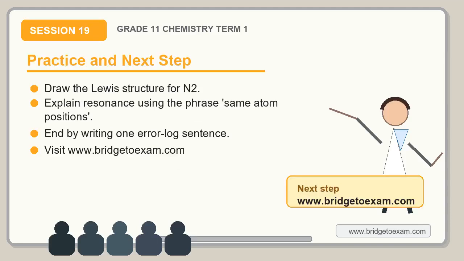Before you leave, practice actively. Task 1. Draw the Lewis structure for N2. Task 2. Explain resonance using the phrase, same atom positions. Task 3. State why CO2 uses double bonds. At the end of your study, write one sentence beginning, "The chemistry idea I must remember is."